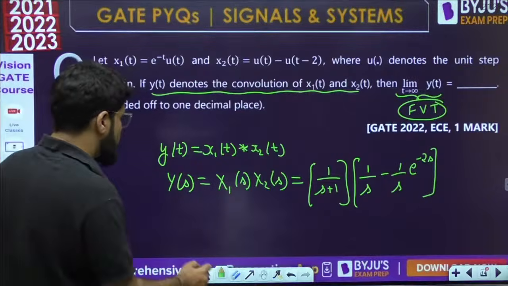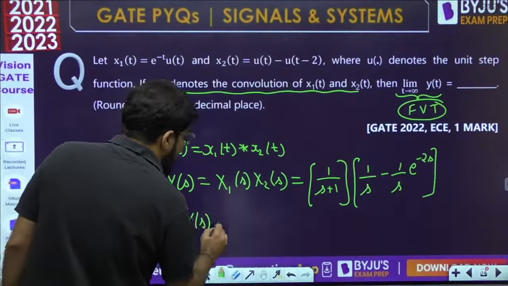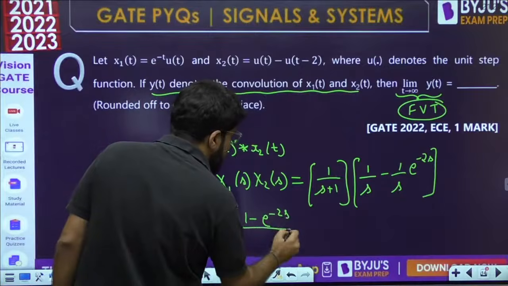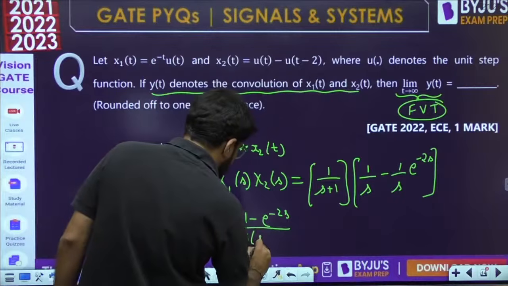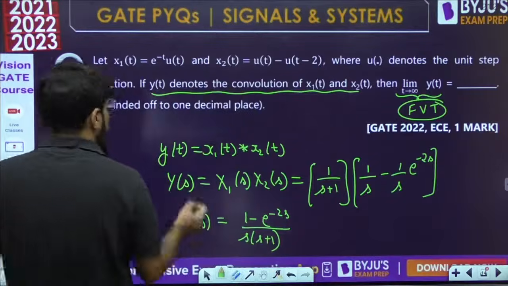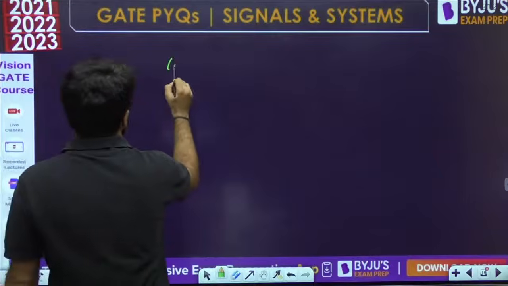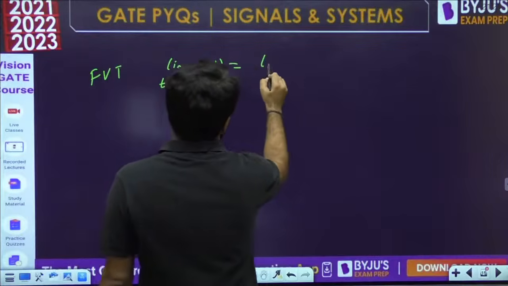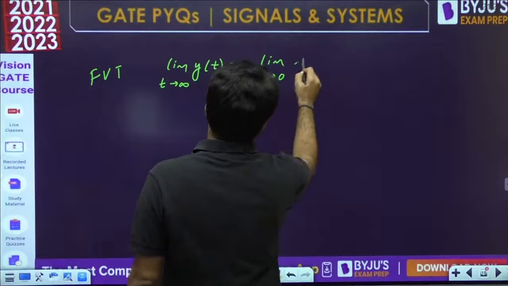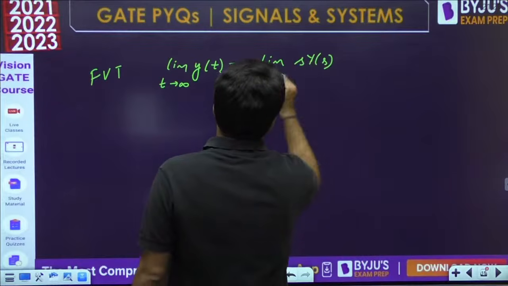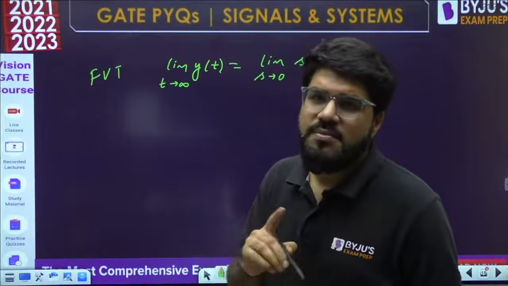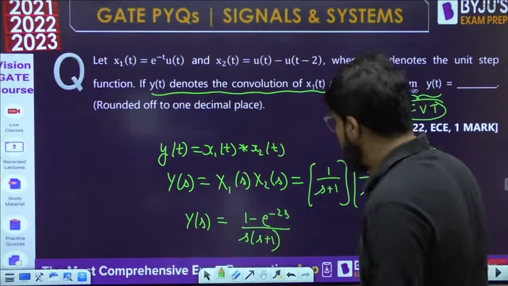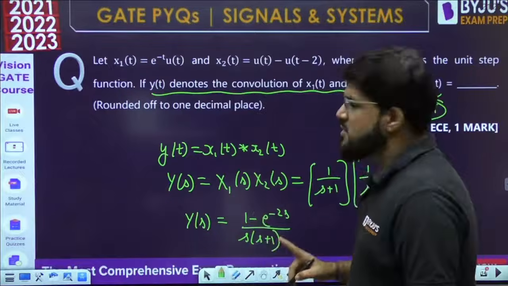So what is the Y(s)? If you simplify this, you are going to get 1 minus e raised to the power minus 2s, in the denominator s into s plus 1. Now let me apply the final value theorem. Limit of t tending to infinity y(t) is given by limit of s tending to 0 s into Y(s), provided all poles are in LHP or at most one pole at origin, so that condition is satisfied here. There is no RHP pole or imaginary poles. Even at origin there is one pole, which is the maximum allowed.